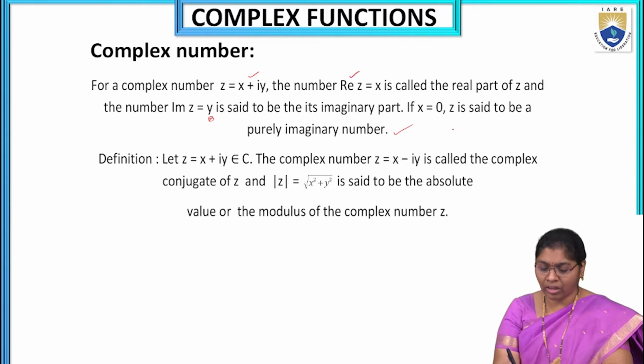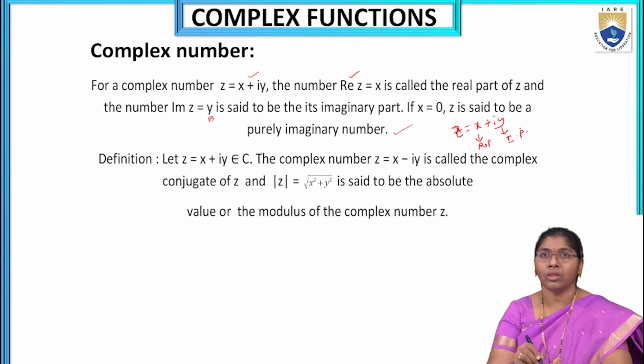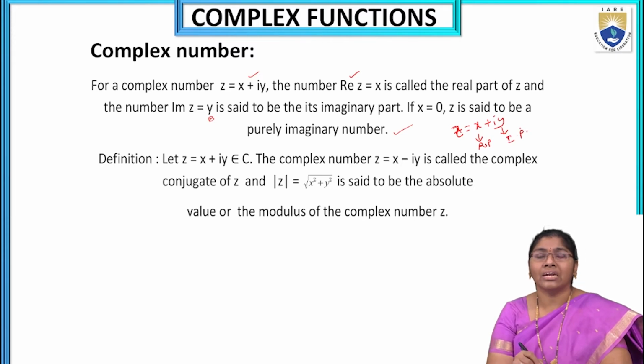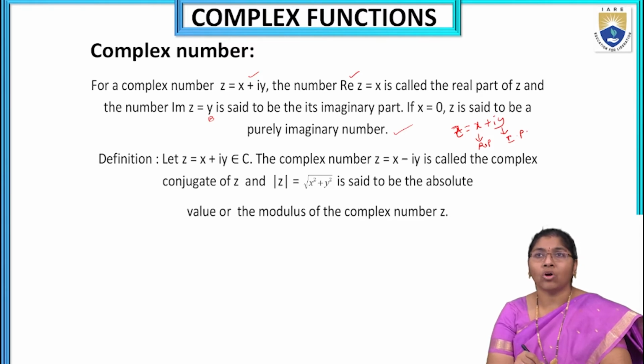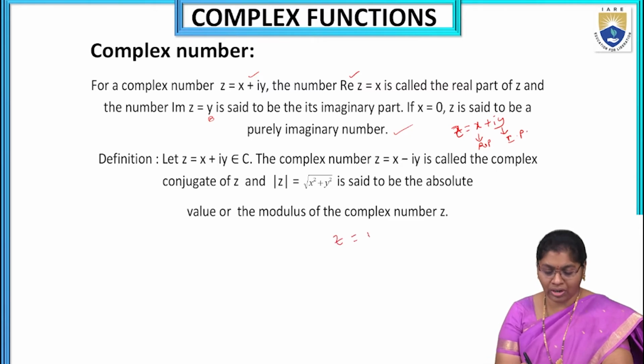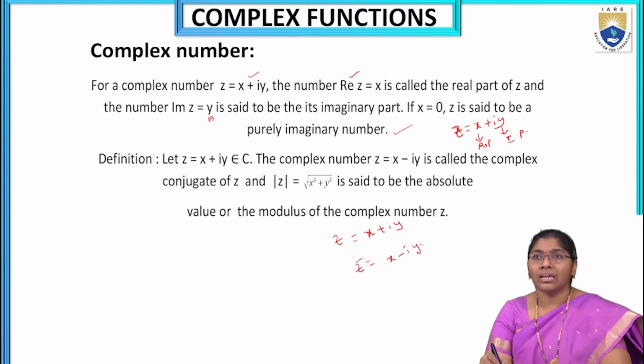Now the definition: z equal to x plus iy. Here x is the real part, and this is the imaginary part. Let z equal to x plus iy belong to C, a complex number. Here z equal to x plus iy and z bar equal to x minus iy is called the complex conjugate of z.